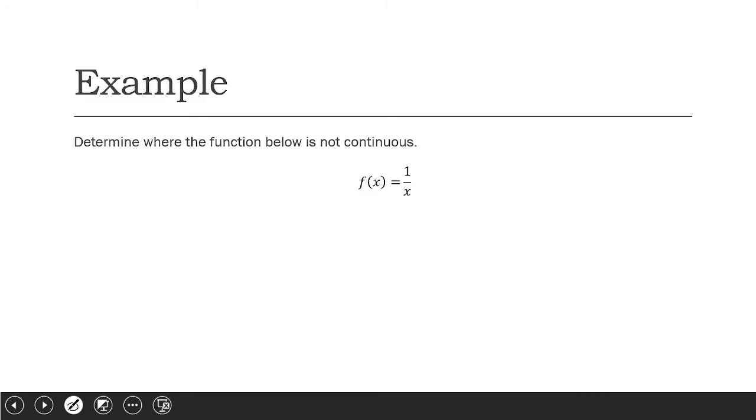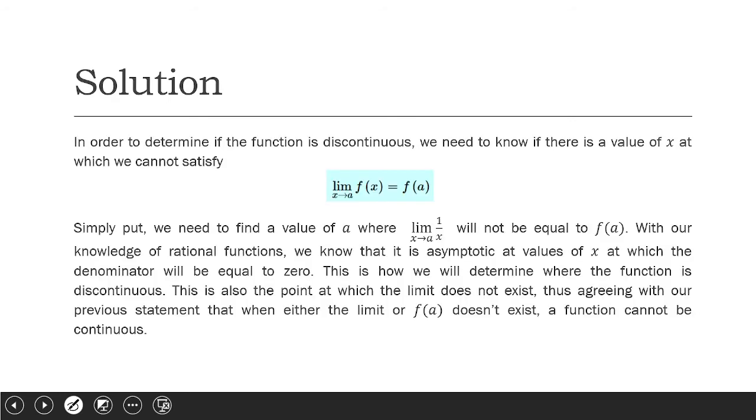Now, let's have another example. We have to determine where the function below is not continuous. So, ang tanong naman dito is, alam natin hindi continuous tong 1 over x na to. Now, ang tinatanong na lang, ano value ng x hindi siya continuous? Where the function is not continuous. So, yun yung hahanapin natin.